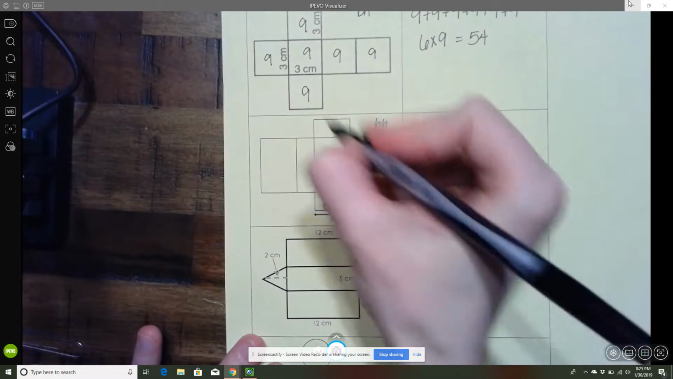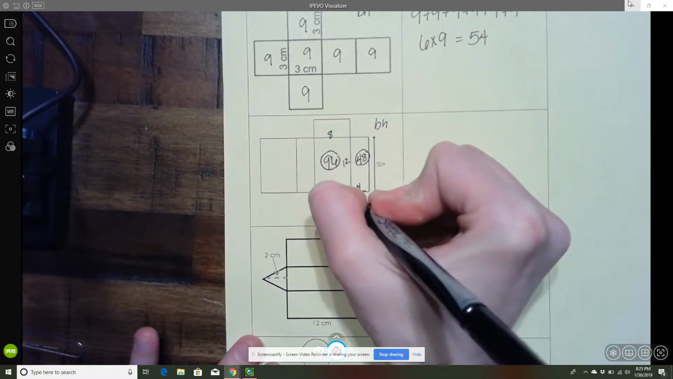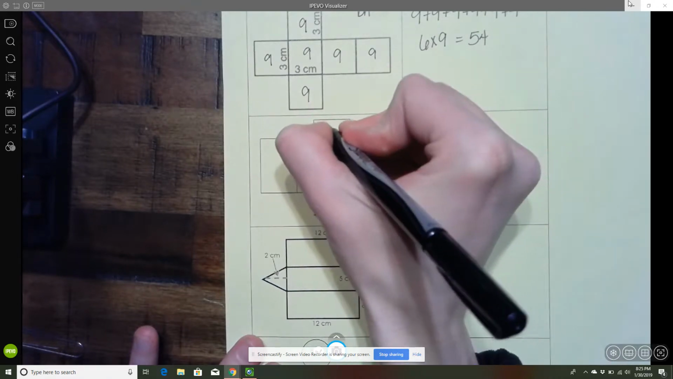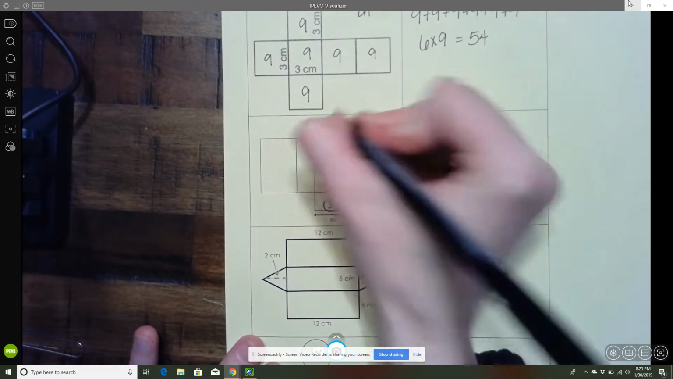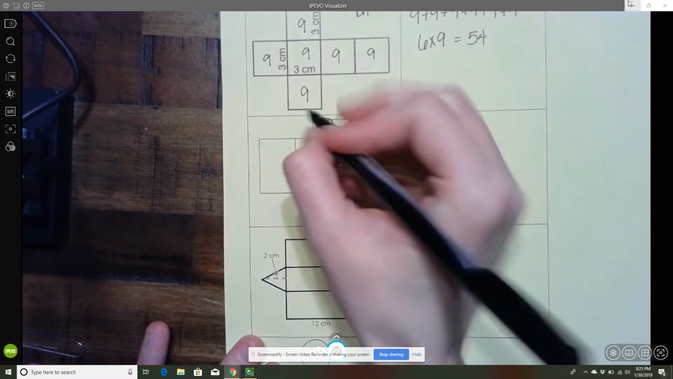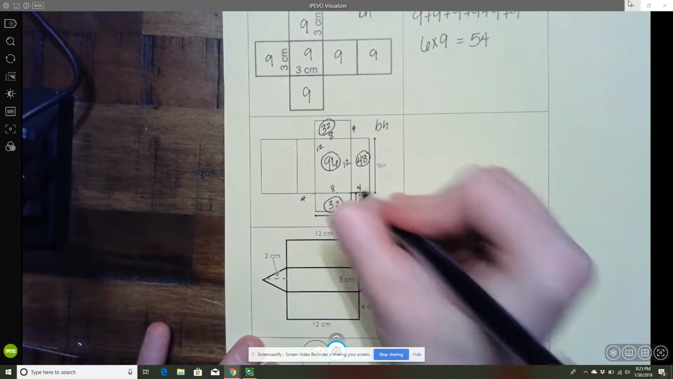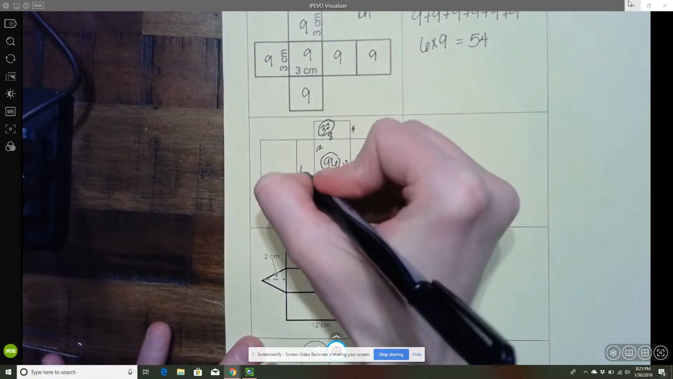And so again, if this is 8, then this is 8. If this is 4, then this is 4. And I've got 8 times 4 again. So this one would be 32. This side would be 12. And this right here would be 4, because this one is 4 here. So I'm back to 12 times 4.